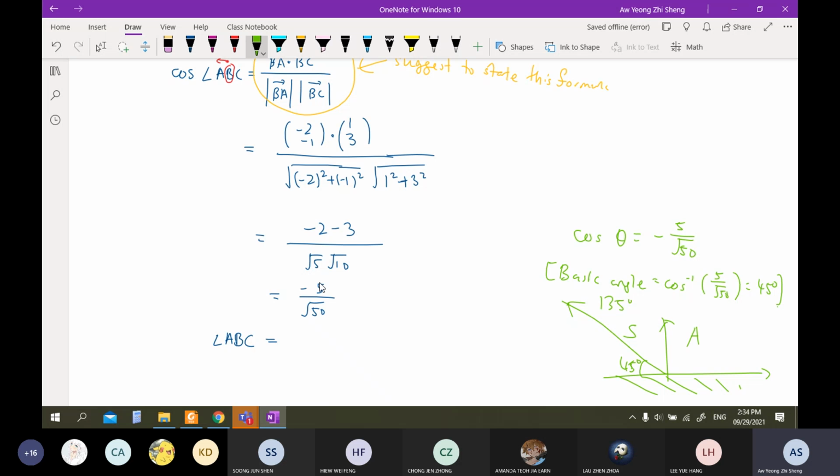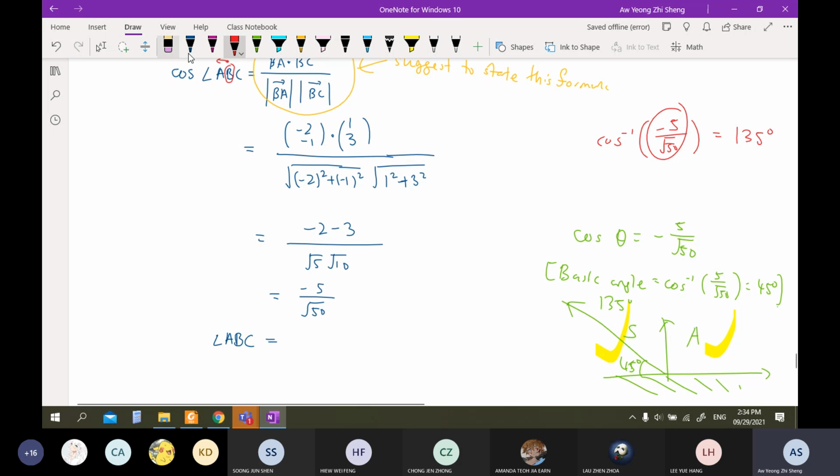But since we are taking inverse cos, and we are guaranteed to have our answer in either the first or second quadrant only, you can actually conveniently include the negative into your calculator. If you press cos inverse of minus 5 over sec 50, your calculator will nicely give you 135. The inverse cos function is able to give you answers in the first or second quadrant. If the number that you key in is positive, it's definitely acute. If it's negative, it's definitely obtuse.